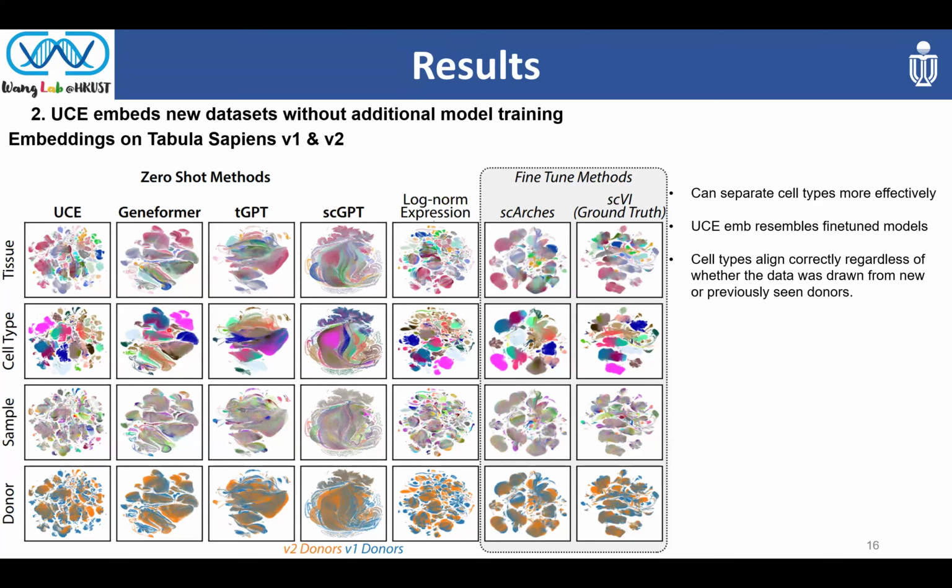The number of clusters in scArches is smaller than UCE, because UCE seems to have more clusters. Yeah, I think for the number of clusters, it seems that the fine-tuned methods, especially scArches, have smaller clusters. Yeah, because this is the raw data. Maybe during fine-tuning, maybe they miss some information.